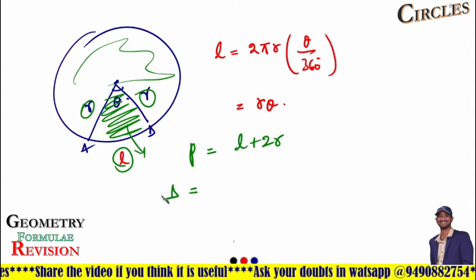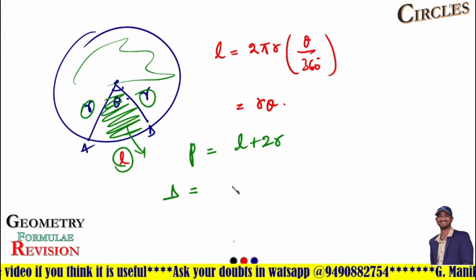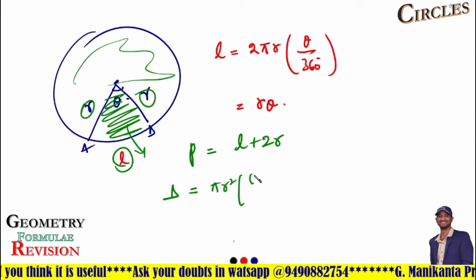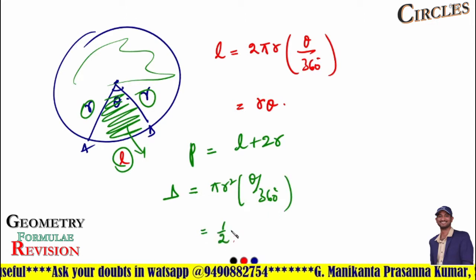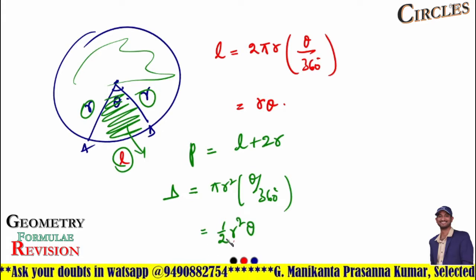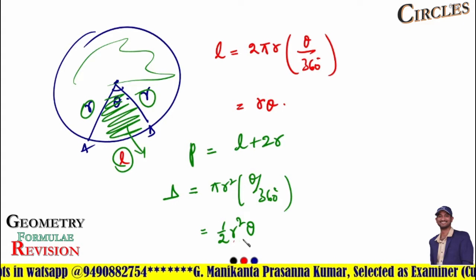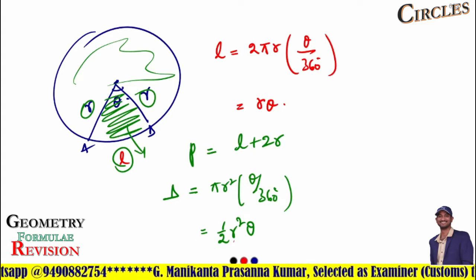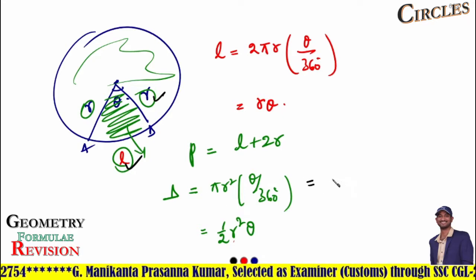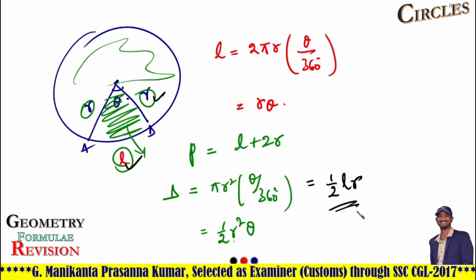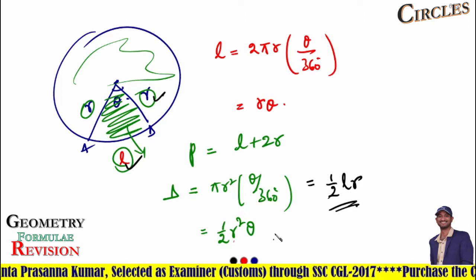And what is the area of the sector? We have so many formulas. If theta is in degrees, then pi r square into theta by 360. When theta is in radians, then half r square theta is the formula to find the area of the sector, where theta is in radians. If theta is not given and only L and r are given, then the area of this sector is equal to half L r. These are the three formulas to find the area of the sector.